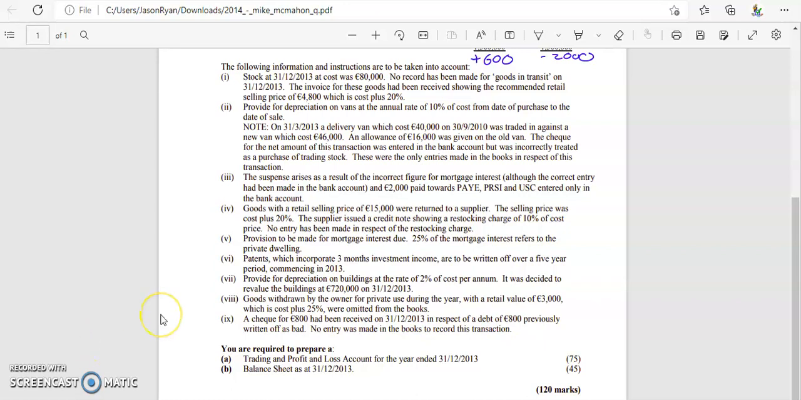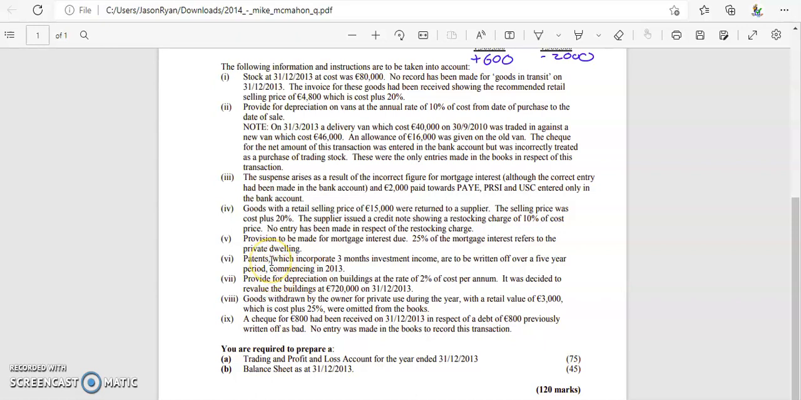Let's have a look at working 6 for Mike McMahon 2014 sole trader question. It says patents which incorporate 3 months investment income are due to be written off over a 5-year period commencing in 2013. Once again, there's 4 steps to this adjustment. Write these down on a post-it and stick them up somewhere so you know the steps to use.